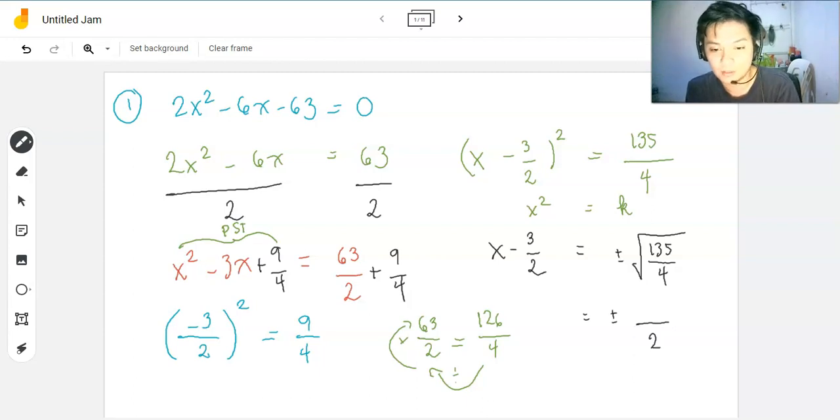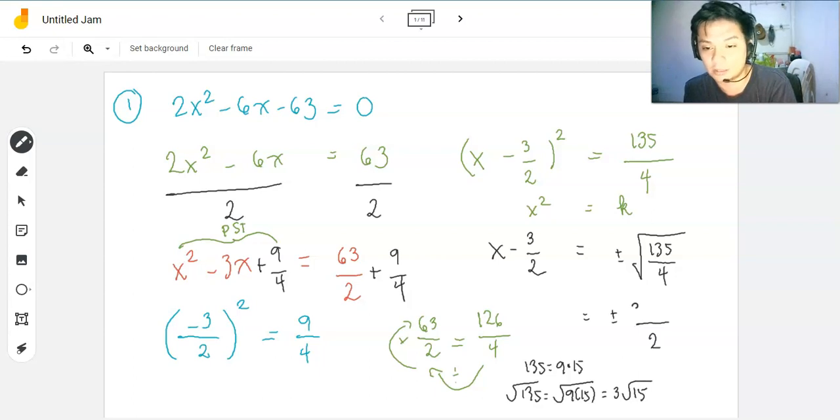Okay, kasi 135 is equal to 9 times 15. And therefore, ang square root ng 135 can be expressed as the square root of the product of 9 and 15. At ang square root nga ng 9 is 3. Therefore, the simplest form of square root of 135 is 3 square root of 15.